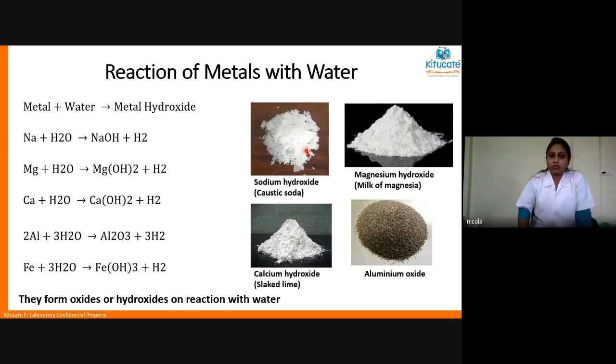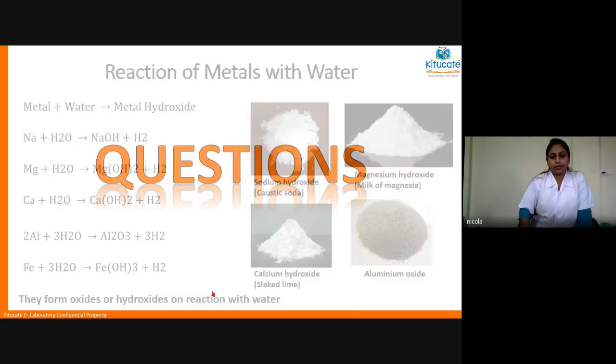Now, when magnesium reacts with water, magnesium hydroxide is formed. If calcium reacts with water, calcium hydroxide is formed. In that way the reactions take place, and hydrogen gas is also evolved during this process. It is very common that hydrogen gas is evolved when metals react with water. Let us move on to the next slide.